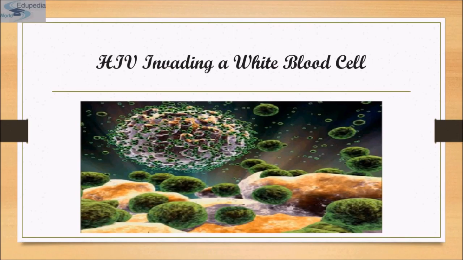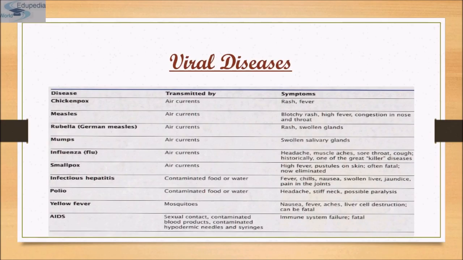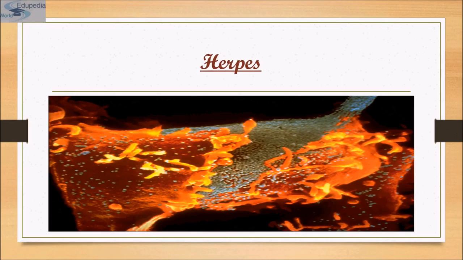Viral diseases such as chickenpox, measles, rubella, mumps, influenza, smallpox, infectious hepatitis, polio, yellow fever and AIDS are the commonly seen viral diseases, and they are transmitted by air currents, food, mosquitoes, sexual contact, and contaminated needles and syringes, and symptoms are written respectively. This is a herpes virus, which causes inflammation in the human body when it attacks the human cell.